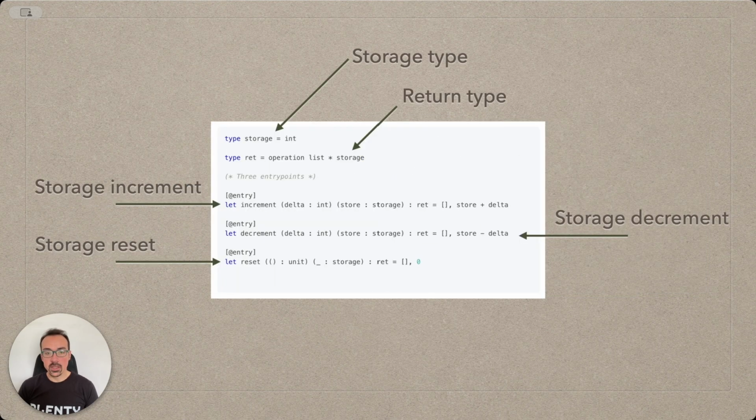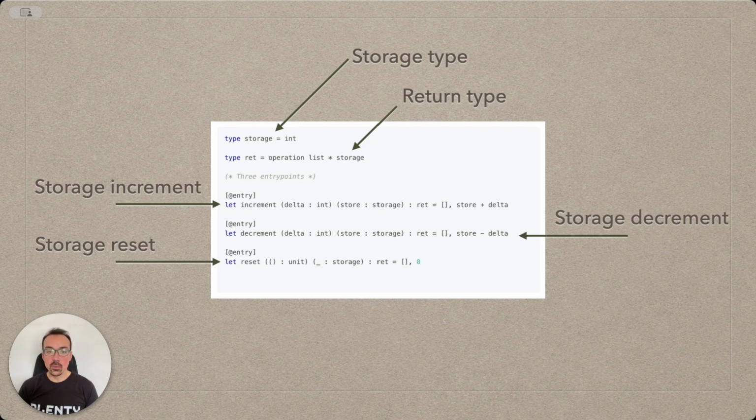Here is the example of the smart contract that we saw earlier, and you can see the different parts of the contract. There is the storage type of the contract. Every smart contract has a type for the storage. There is also a return type for the functions inside the smart contract. You can see that all these functions are going to return the same type, and that's what happens on Tezos. The execution of a smart contract always returns a list of operations and the new storage.